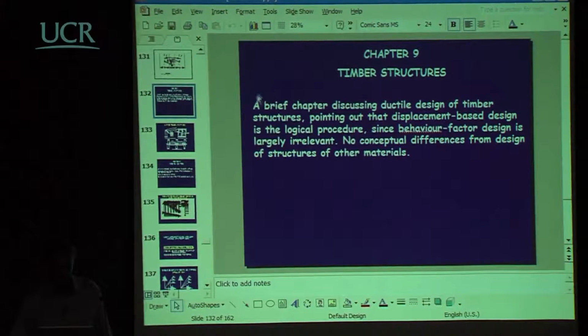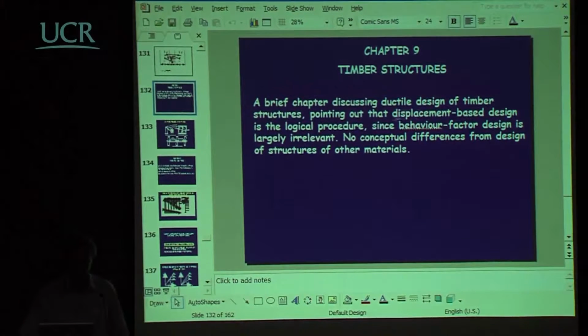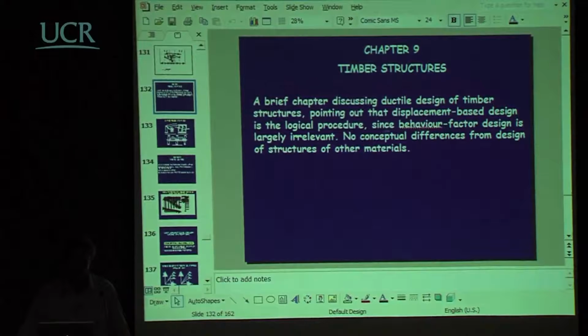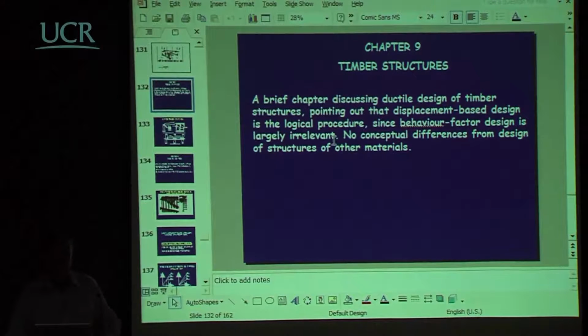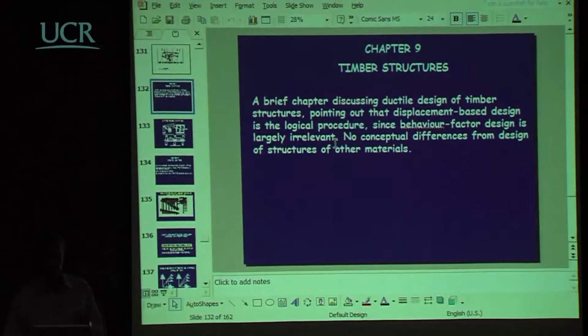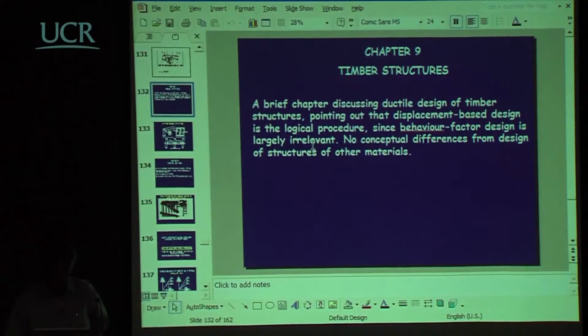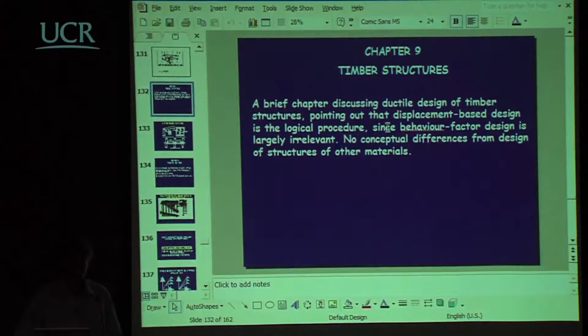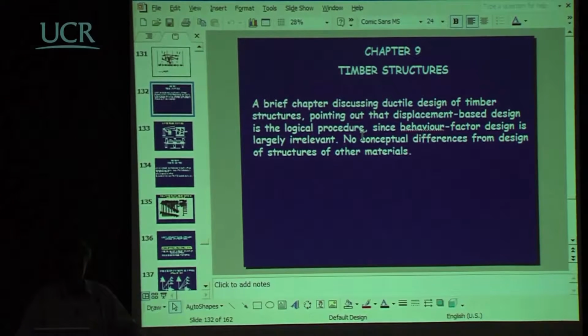I mentioned in the very start of the first session that there is a brief chapter discussing the ductile design of timber structures, pointing out that the displacement-based design is the logical procedure since behavior factor design is largely irrelevant as a consequence of the unusual force displacement response and also of the energy dissipating characteristics. However, if we know that force displacement response, which often has a low initial stiffness and then stiffens up at larger displacements, something difficult to deal with in force-based design, there's no problem in dealing with that in displacement-based design. So there's no conceptual differences.